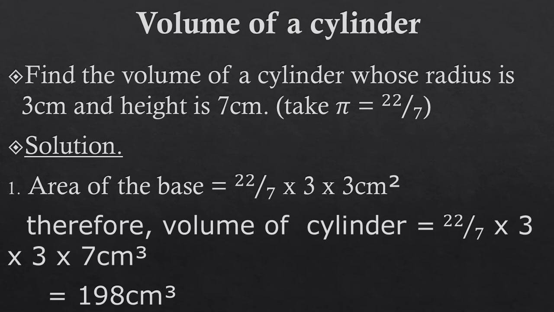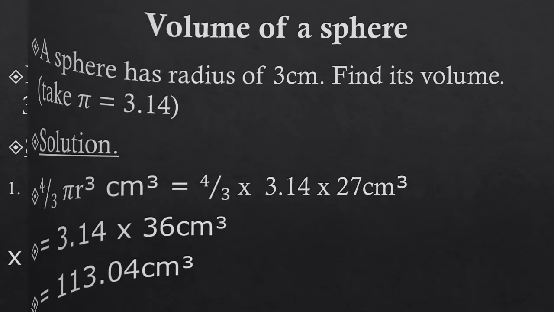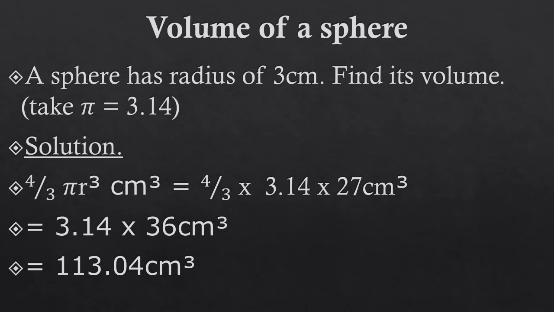So let's move to our next slide. We are looking at the volume of a sphere. When I talk about a sphere, what object has a spherical shape? We're looking at an egg. An egg. Good. A sphere has a radius of 3 centimeter. They say find its volume.